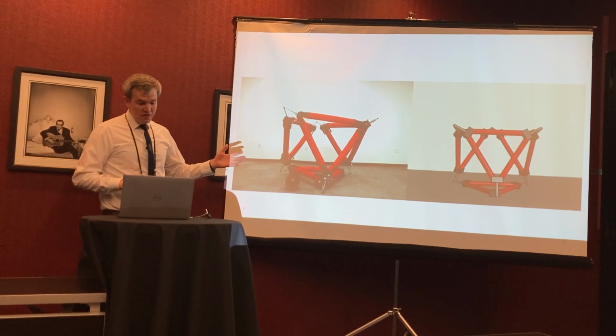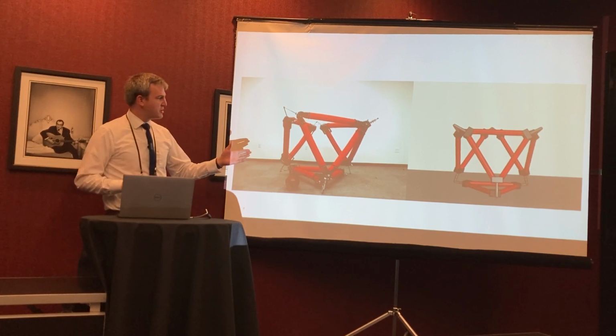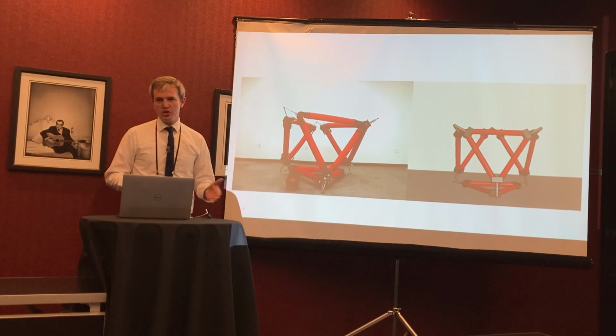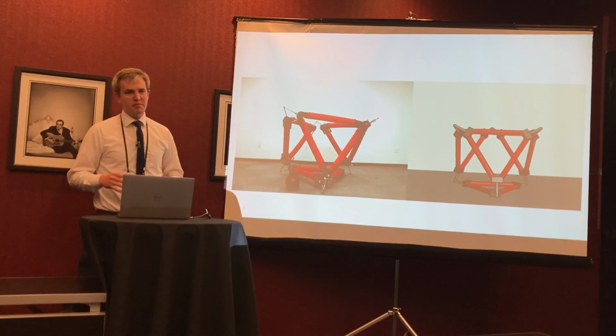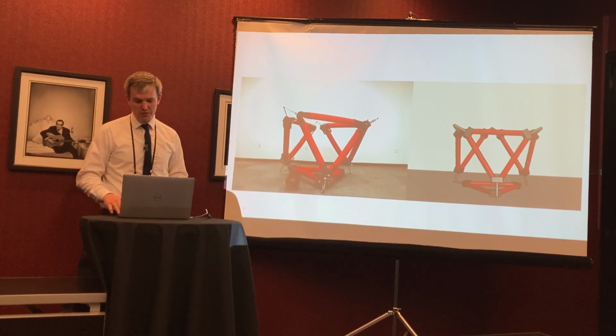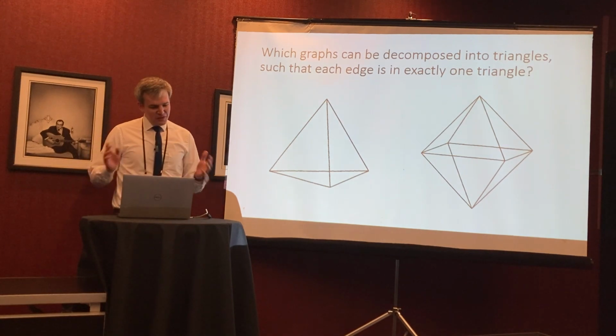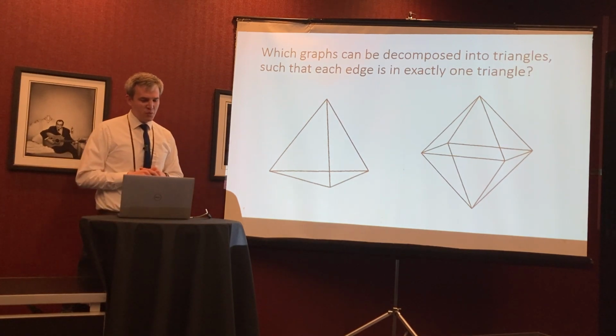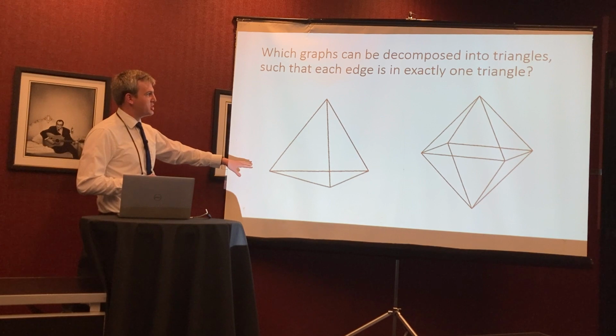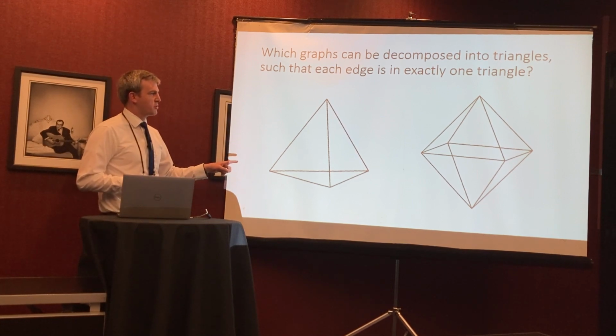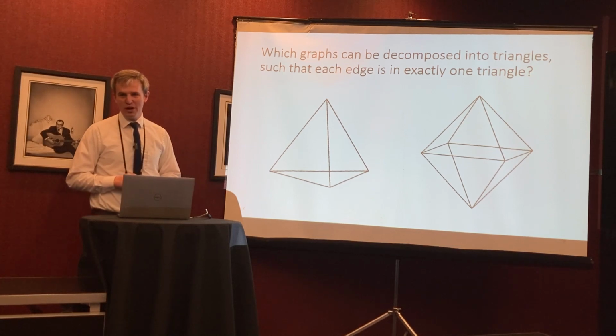And so one question that we've had in completing this work is that we were able to develop this interesting octahedral structure, but what are the other types of shapes that we can enable with this sort of robotic system? And I guess if I was to describe this mathematically, I would say which graphs or which meshes can be decomposed into triangles such that each edge in the original graph is in exactly one triangle.